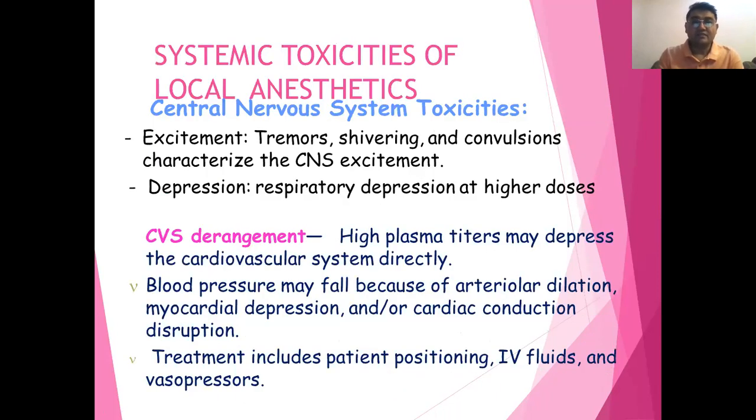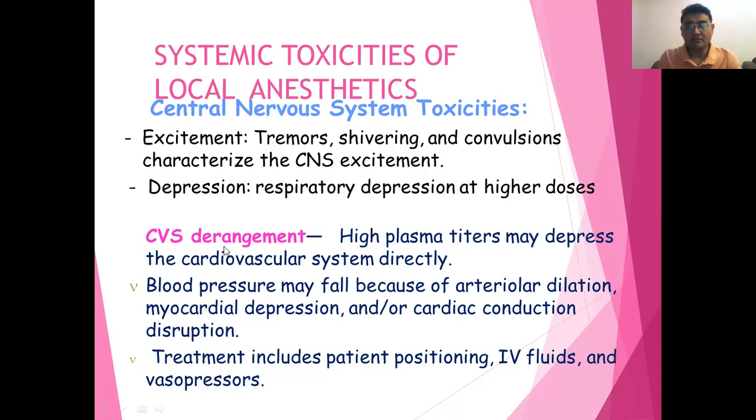So in the central nervous system, we talked before that first it produces excitement, then depression. First excitement, okay? When the dose is high, the excitement will appear as tremors, shivering, and convulsions. And depression will appear as respiratory depression at higher doses, okay?